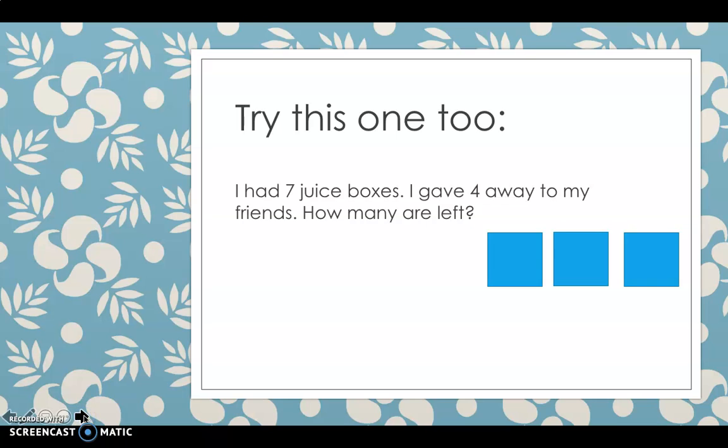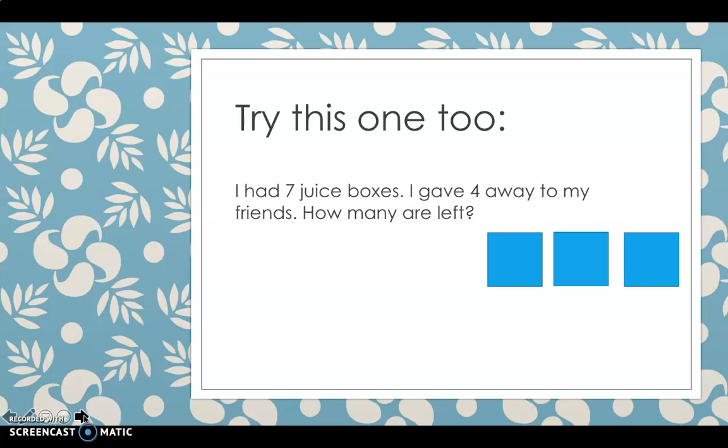Now you may have noticed something about that big bunch of juice boxes that I had in the beginning. As I was giving them away to my friends, my number of juice boxes got smaller. I just changed that number to a lesser number. So when I change to less, I'm going to subtract. That's the opposite of adding. When we add, our numbers get bigger. When we subtract, our numbers get smaller.